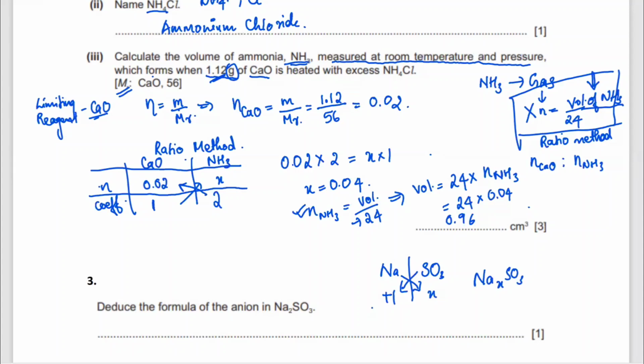Since it is 1, we don't explicitly mention it. Whatever is the value of X, that is going to be the charge of the anion. From our question, we can understand that X is going to be 2 because the formula of the compound is given as Na2SO3, which means X is equal to 2. Or the charge of SO3 is going to be 2. So the formula of the anion is going to be SO3 with its charge, which is 2 minus. I hope this question is clear.